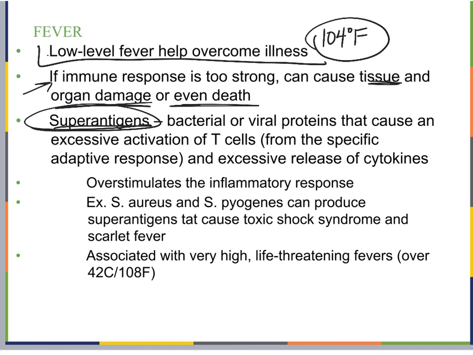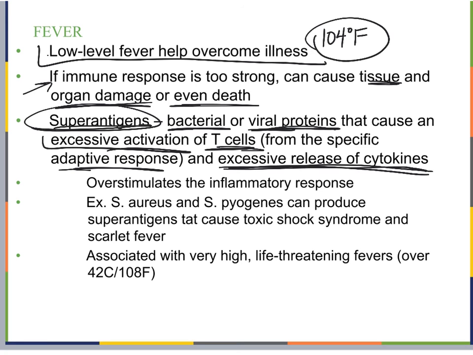So, super antigens. Super antigens are bacterial or viral proteins that cause an excessive activation of our T cells, which is part of our specific adaptive response. We'll talk more about that in Chapter 18. But they also cause an excessive release of cytokines, which we're talking about in this chapter. Remember, the release of cytokines affects the inflammatory response, and the inflammatory response affects fever. So if we have an excessive release of cytokines, we have an excessive inflammatory response and an excessive fever.